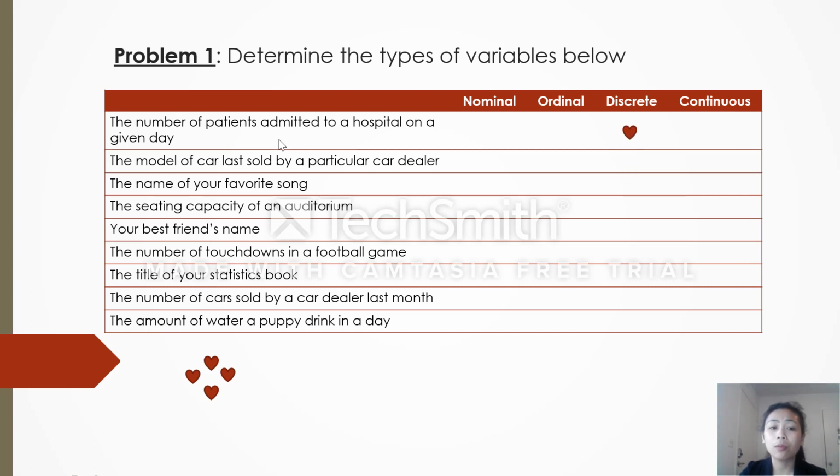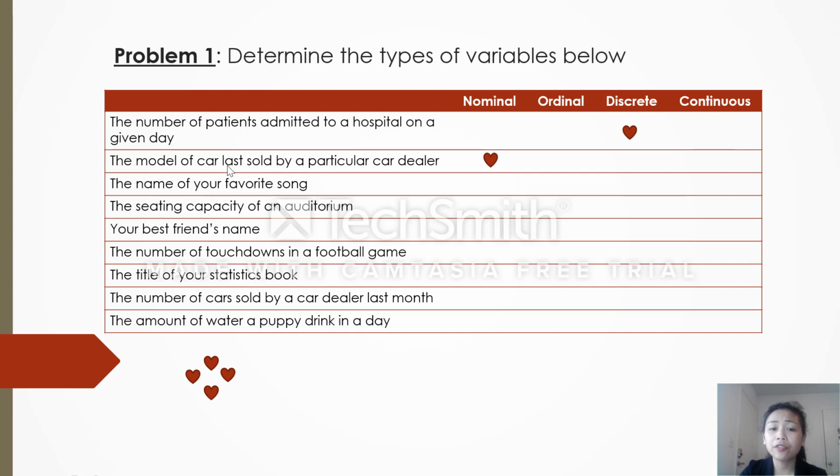The second example, the model of a car last sold by a particular car dealer. So the model of a car can be either Honda or another make. So this is categorical, right? Categorical variables. And this is an example of nominal.